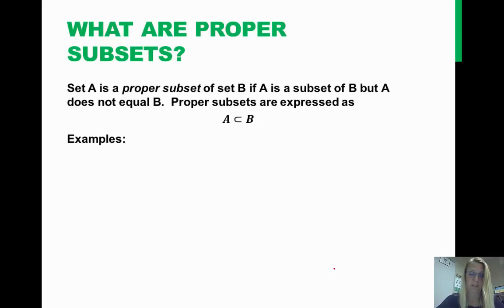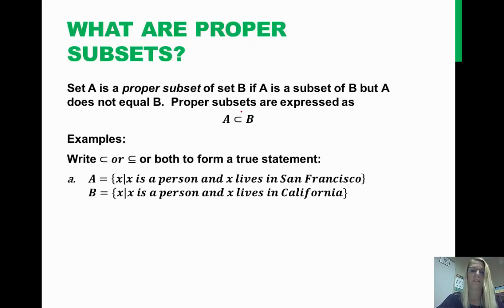What is a proper subset? Well, set A is a proper subset of set B if A is a subset of B, but A does not equal B. Proper subsets use this notation. So, here are some examples. {x such that x is a person and lives in San Francisco} and {x such that x is a person and x lives in California}. Well, San Francisco is in California. Therefore, we know that it is a proper subset. We also know that it must be a regular subset.